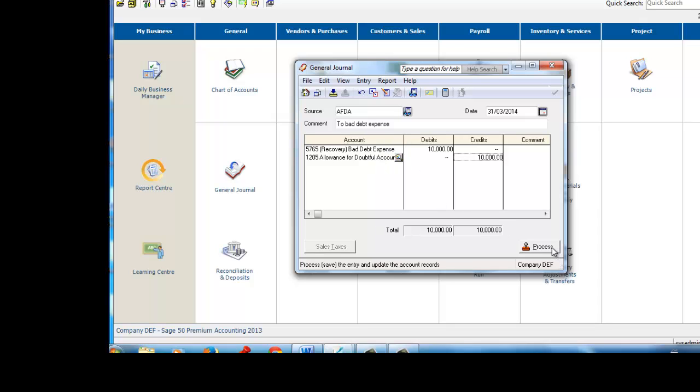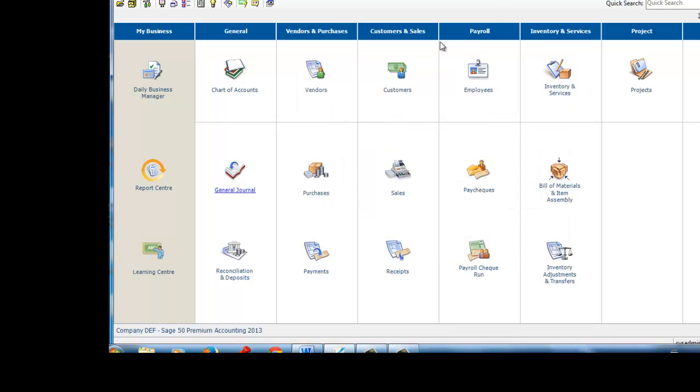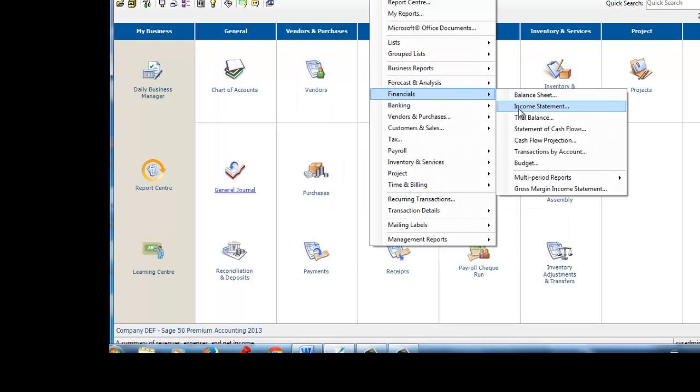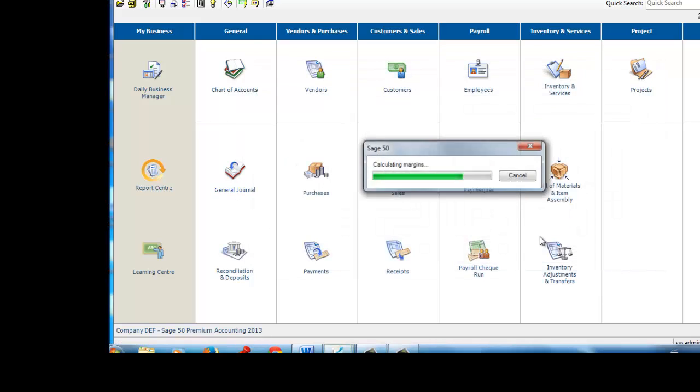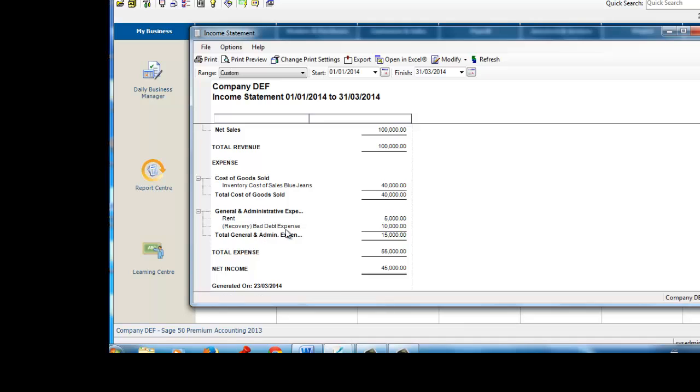The moment we post this entry, look at the effect. If we go to our income statement, at the end of the month, you will note that we have a bad debt expense of $10,000. The bad debt expense has the effect of matching our revenues with our expenses. The $10,000 reflects the potential risk of not collecting our $100,000 from Jeans Company. Therefore, by using the allowance for doubtful accounts provision, we are matching our revenues with our expenses. And if you notice, our income decreased from $55,000 to $45,000.